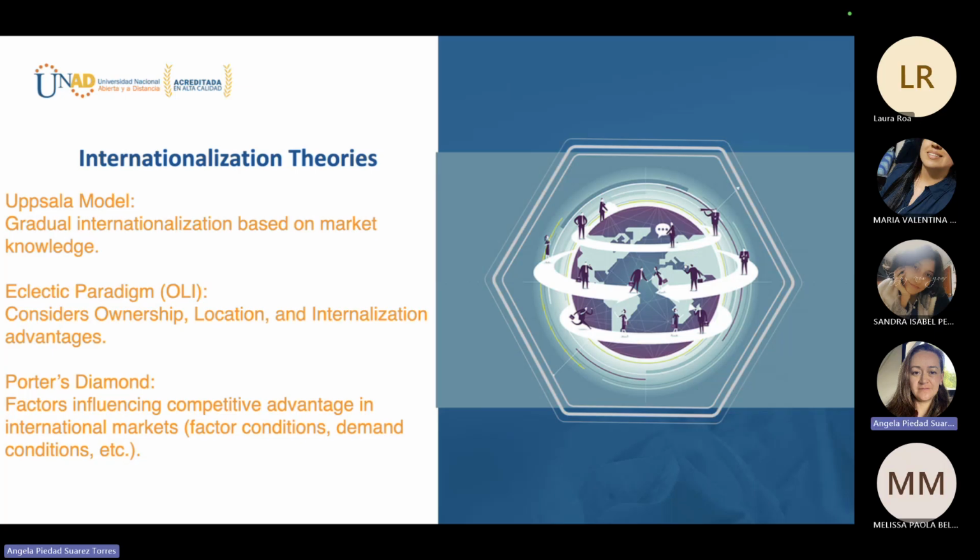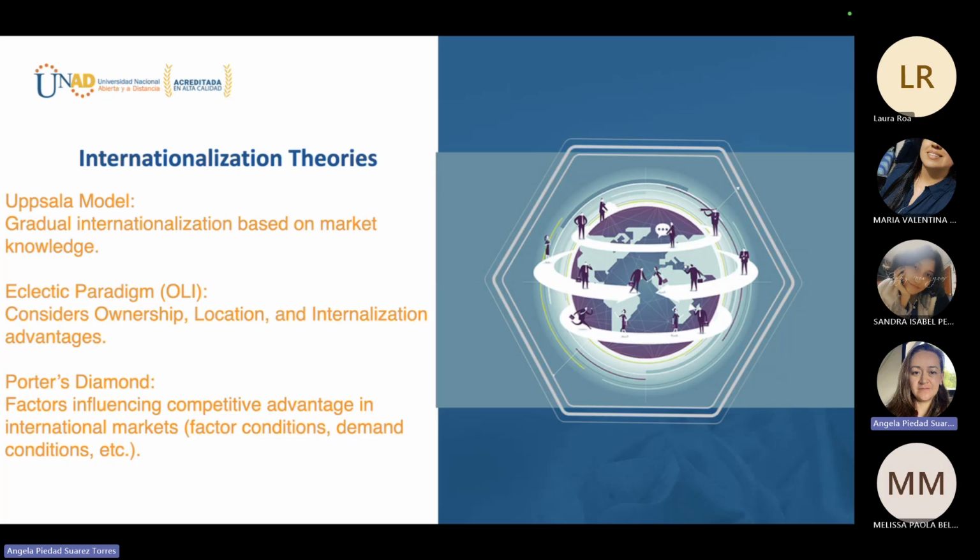The key feature of this model is the incremental steps, which means that firms typically begin with exporting, involving lower risk and commitment. As they gain experience, they may move to more committed forms like joint ventures or wholly owned subsidiaries.